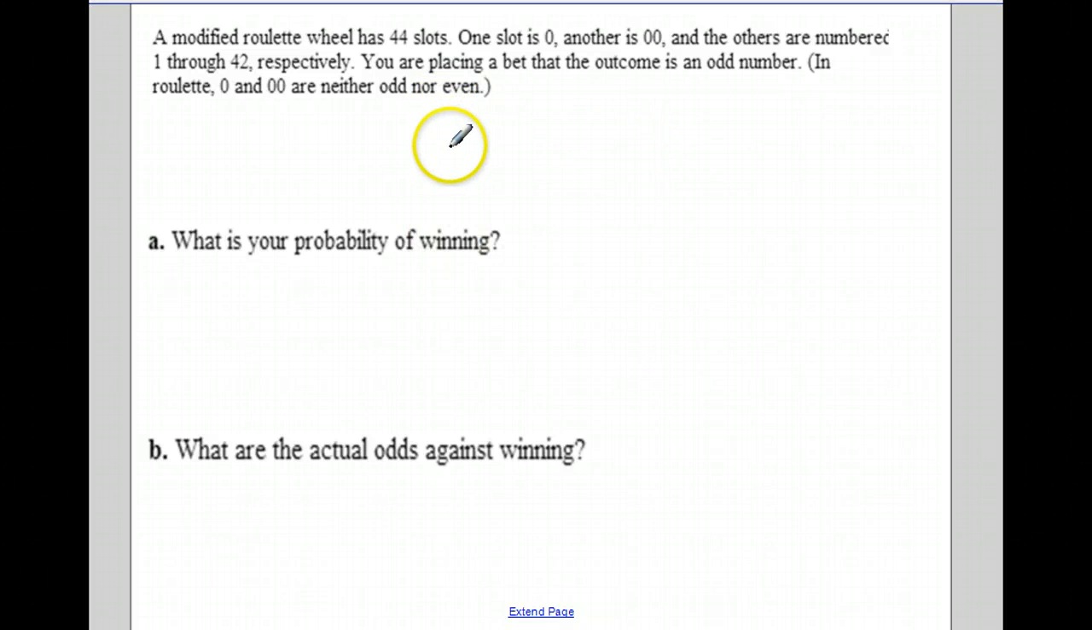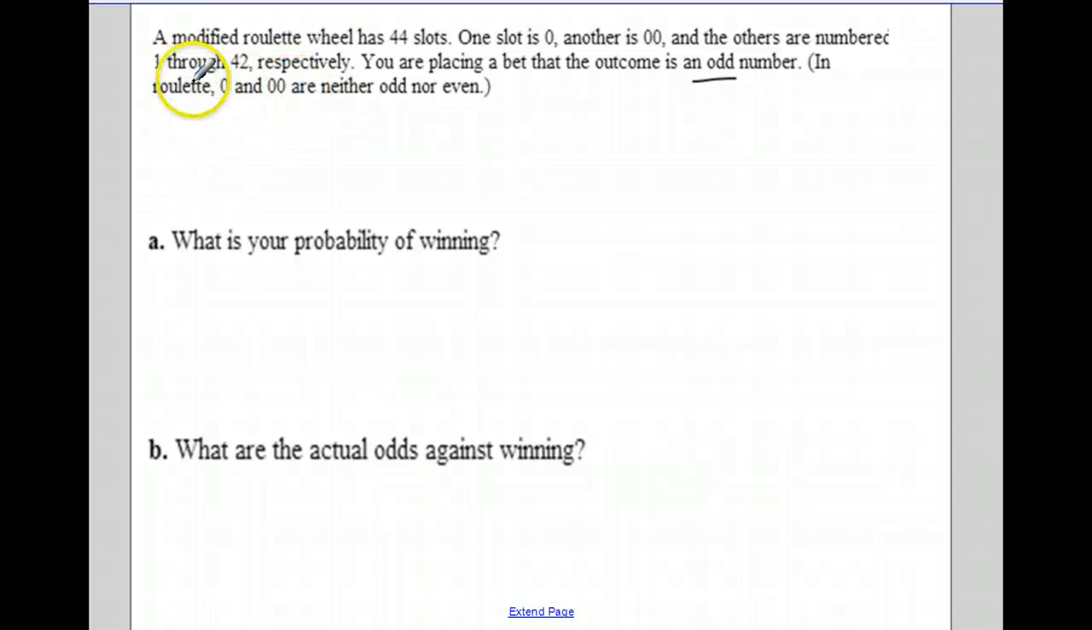Alright, and then last question, again, this is a theoretical probability off a theoretical game, and then we're going to convert it to odds. So a modified roulette wheel has 44 slots. One got a 0 and a double 0. The others are numbered 1 through 42. You're placing a bet the outcome is an odd number, okay? And in roulette, we don't consider 0 or double 0 odd or even, okay?